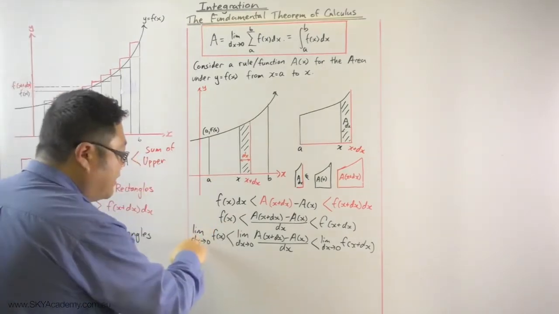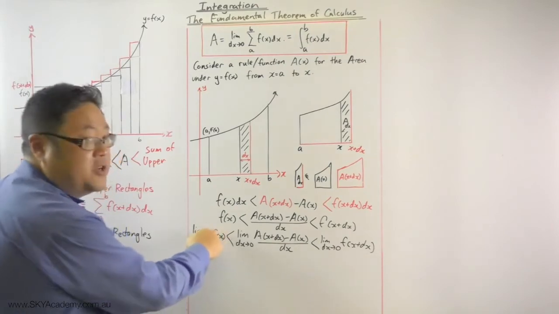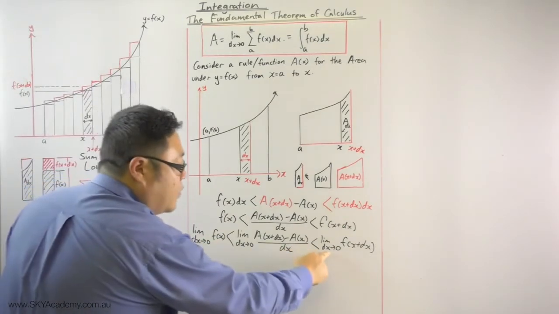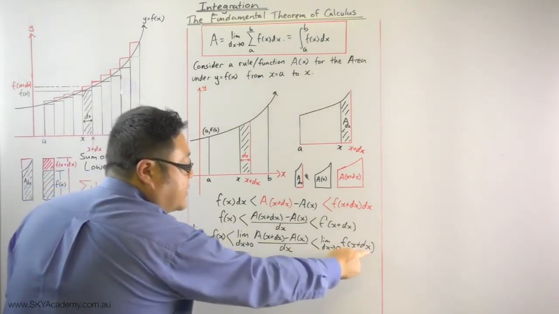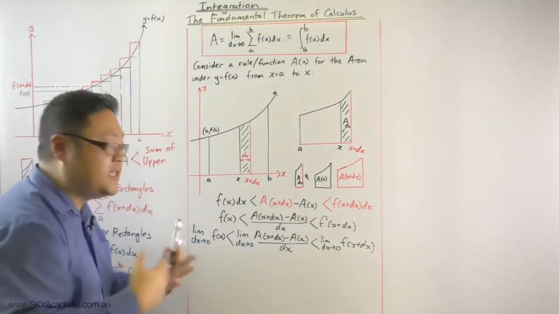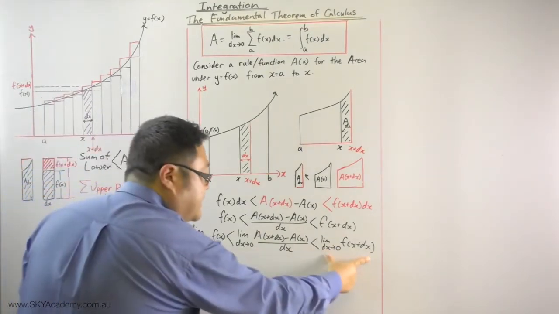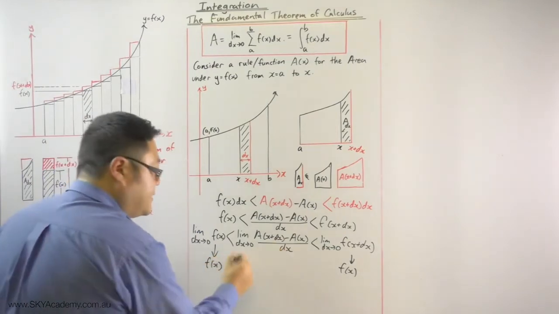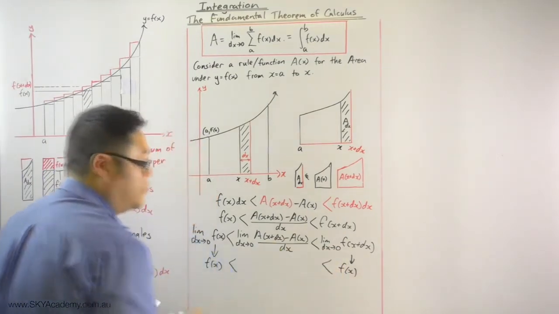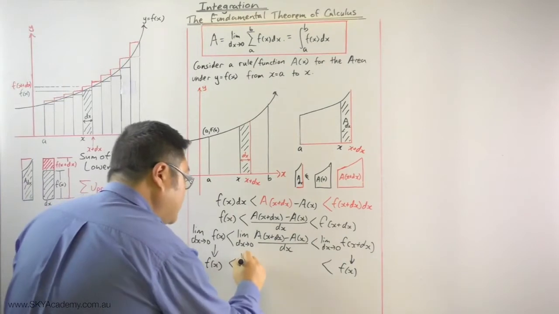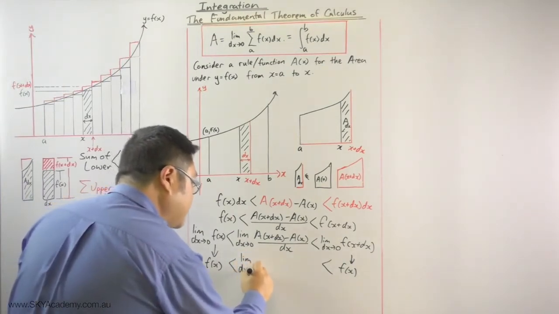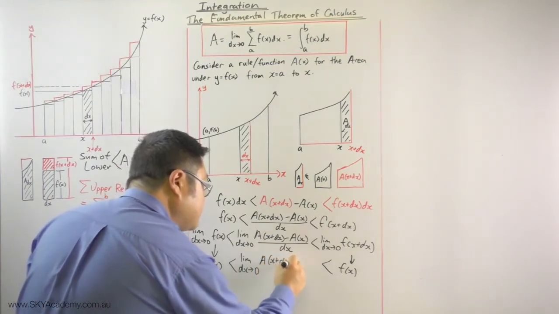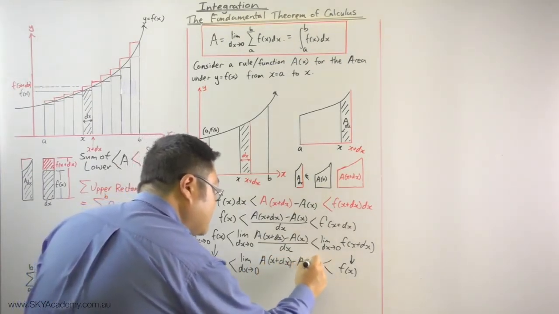So the limit as d of x approaches 0, well, there's no d of x in f of x, so it's just going to be equal to f of x. And when d of x approaches 0, what's happening here? It's just going to be equal to f of x, right? So this is going to be equal to f of x. This is going to be equal to f of x. And this is going to be equal to the limit as d of x approaches 0 of a of x plus dx minus a of x over dx.